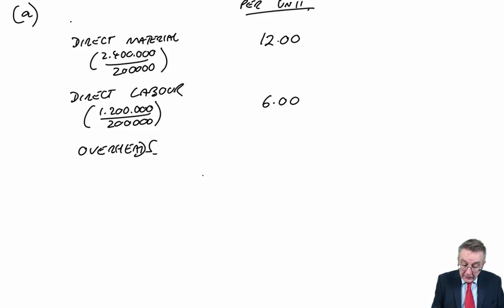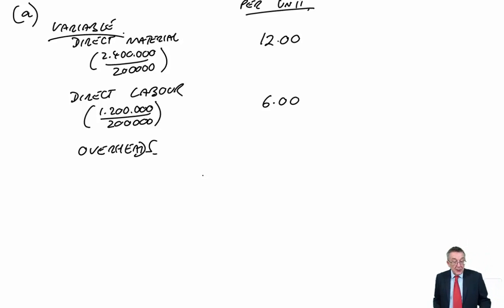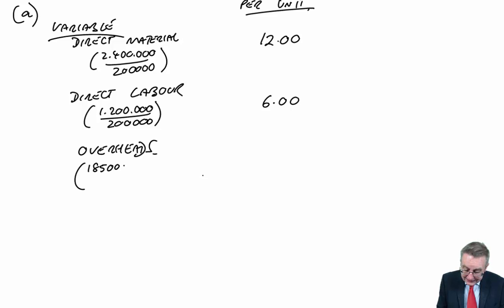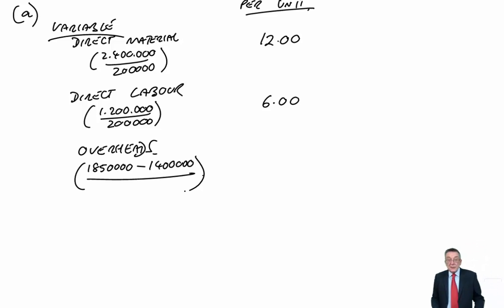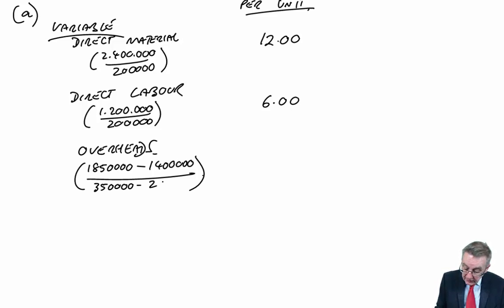But the variable amount, which is what we're doing at the moment, to get the variable cost per unit, take the difference in cost between the highest and lowest. So the highest 1.85 million minus the lowest 1.4 million. So the cost is 450,000 higher. The only reason it would be higher is because of the variable cost of the extra units. So the extra units, the high one was 350,000, the low one was 200,000.